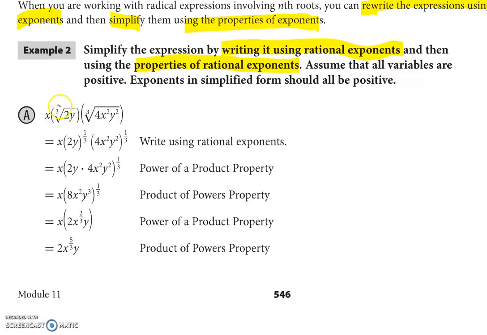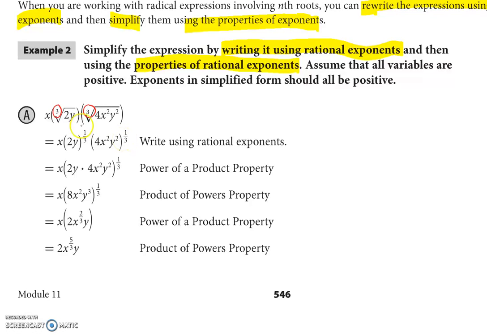I see this is in radical form and this is in radical form. If I rewrite that, remember the index becomes the denominator, and I get 2y to the power of 1/3. And for this one here, again, the index is the denominator, so I get 4x squared y squared, all to the power of 1/3.